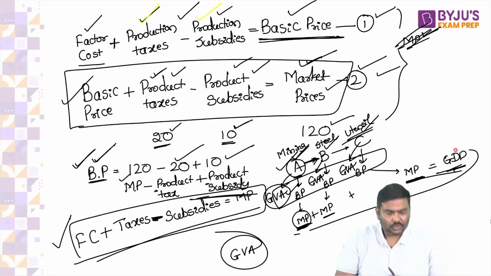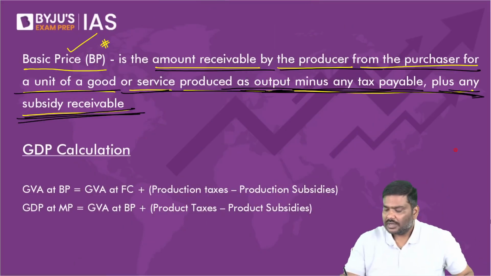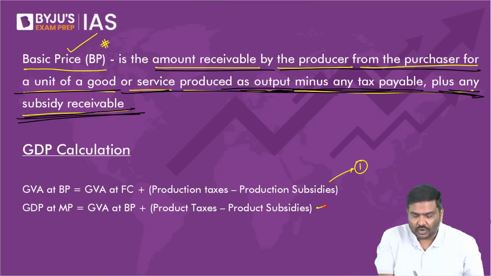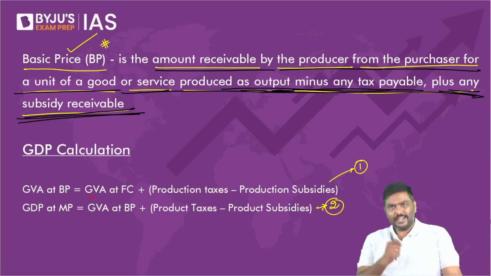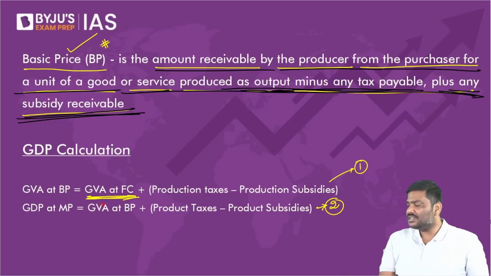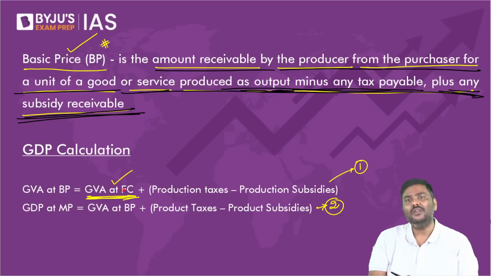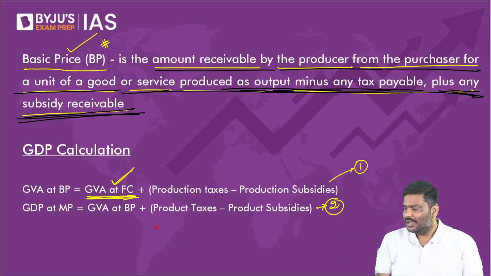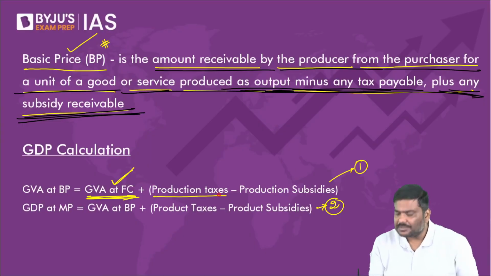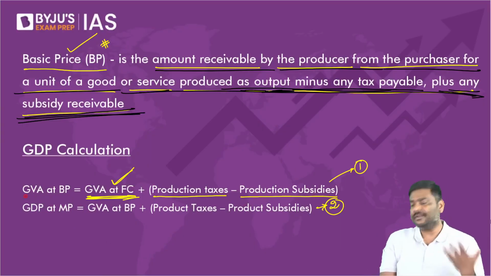Now look at the two formulas and tell me, is the formula okay with all of you? Starting point is simple. Starting point is always factor cost. So we will have to calculate how much is the gross value addition done for factor cost. To this, we will add production taxes and subtract production subsidies. What I get is gross value addition at basic prices.